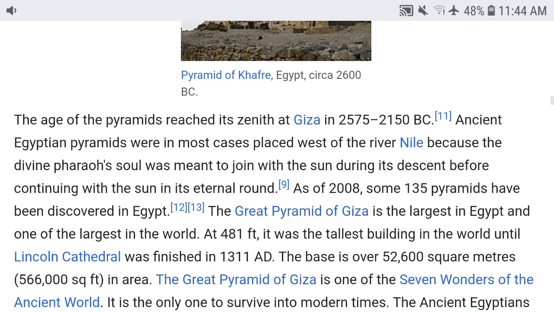Ancient Egyptian pyramids were in most cases placed west of the river Nile because the divine pharaoh's soul was meant to join with the sun during its descent before continuing with the sun in its eternal round.